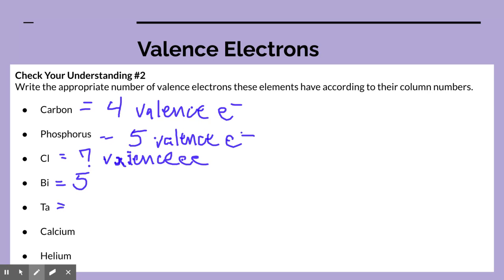Thallium, where's thallium? Actually, we're going to ignore thallium. It should not be in there. Sorry. Forget thallium. If you spent time on thallium, sorry, but forget thallium. Calcium is going to be 2A, so that's 2 valence electrons. Helium. So helium's a weird one. How many valence electrons does helium have? Even though it's in 8A, it only has 2. Okay. So easy peasy.